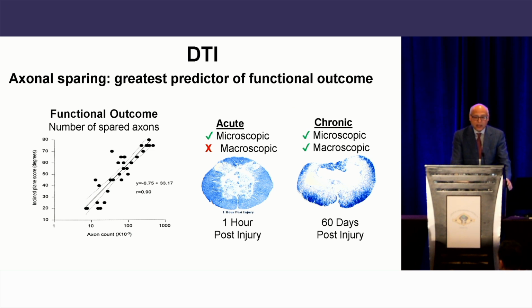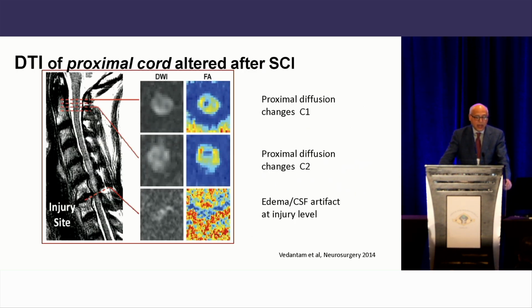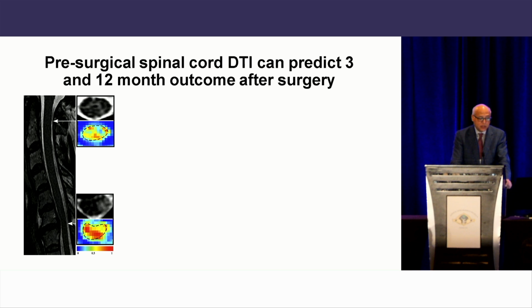And in chronic injuries, you can often see the damage on patient spinal cords, but in the acute setting, especially a few hours after injury, it's harder to see, and these DTI techniques improve our ability to do that. I show you here how DTI has been used to look at proximal spinal cord parenchyma to identify diffusion abnormalities at C1 and C2 when an injury has occurred lower, just to give you an understanding of how axonal disruption or axonal injury can be assessed with these diffusion tensor imaging techniques.